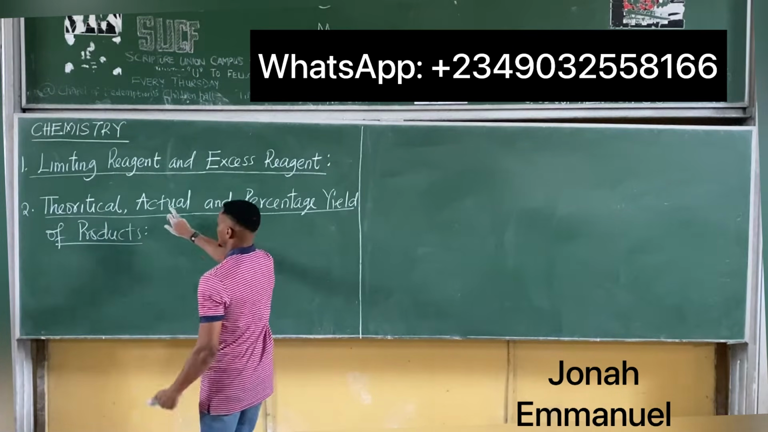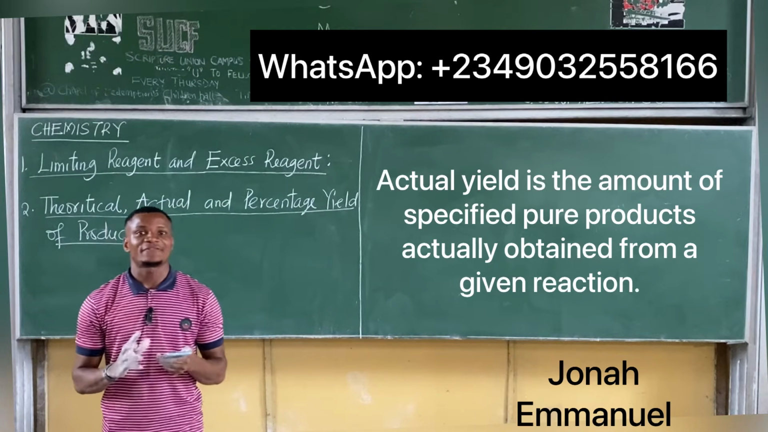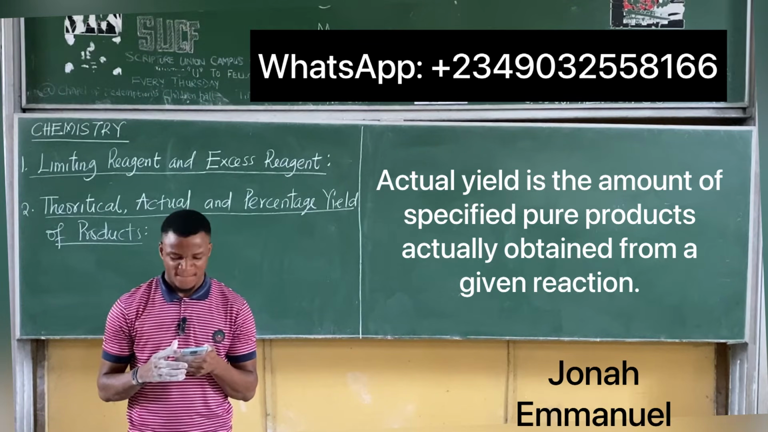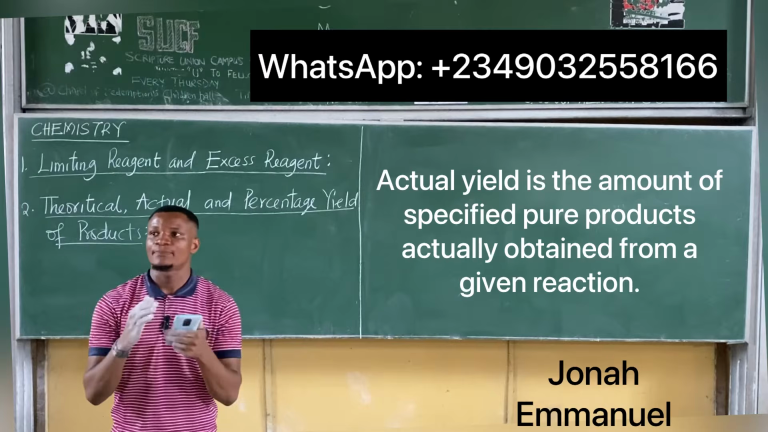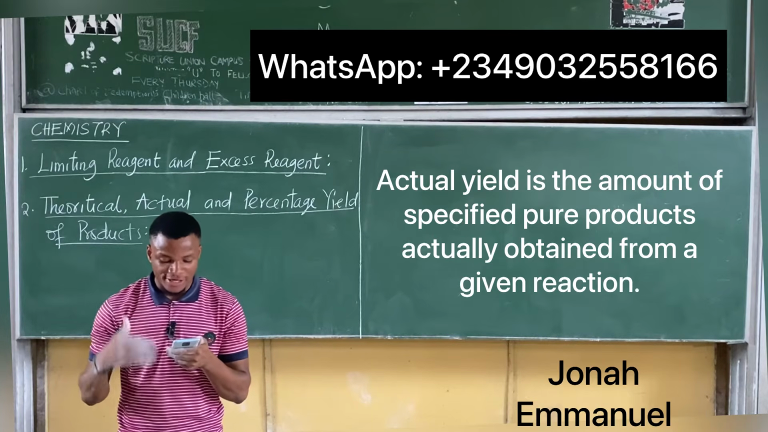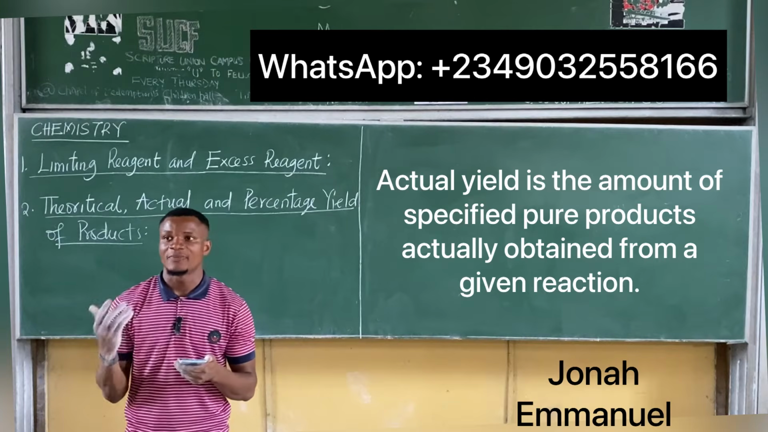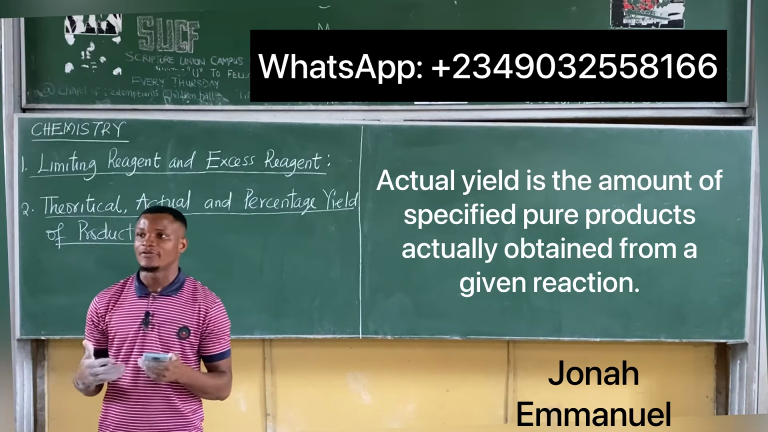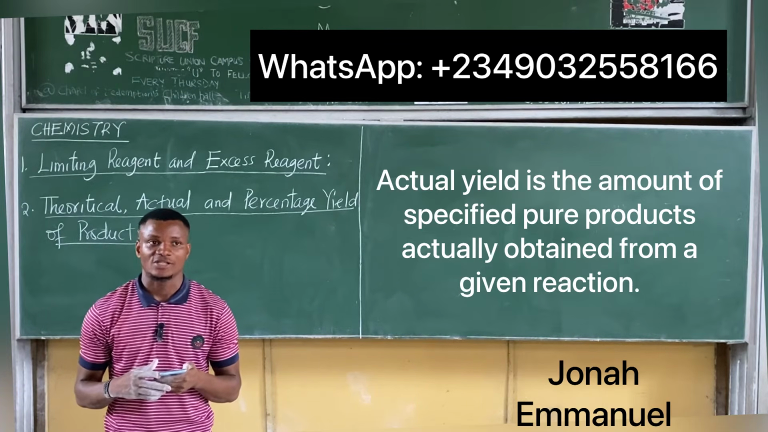Next up, actual yield. Actual yield is the amount of specified pure products that is actually obtained from a given reaction. Actually obtained from a given reaction. We'll stop.